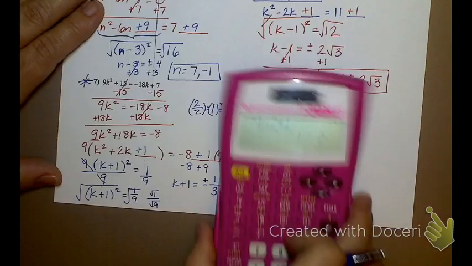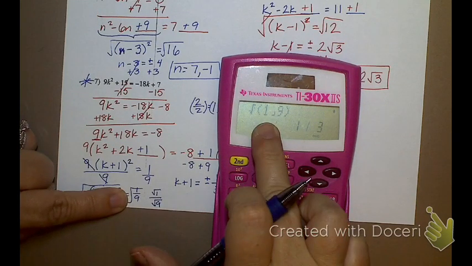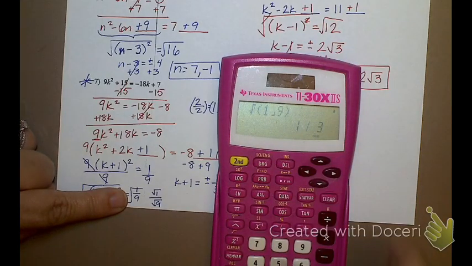Now, I think if I do the square root of 1 fraction 9 on my calculator, if I use that fraction button, it will give me 1/3. Okay? So I can actually do the square root of that fraction on my calculator.